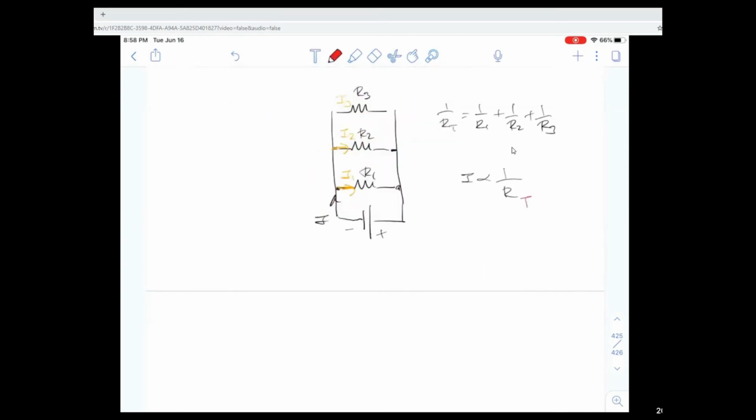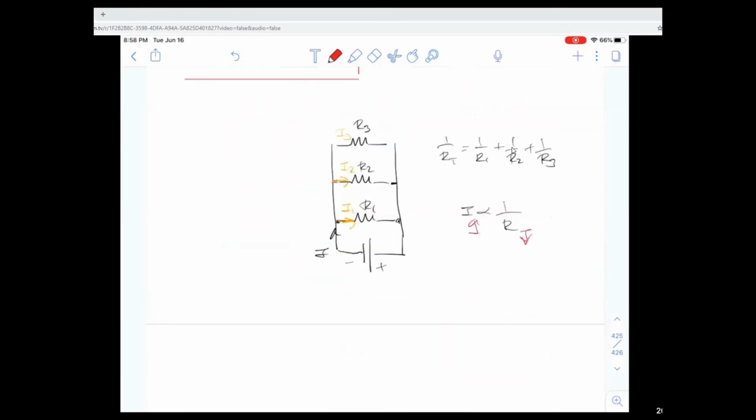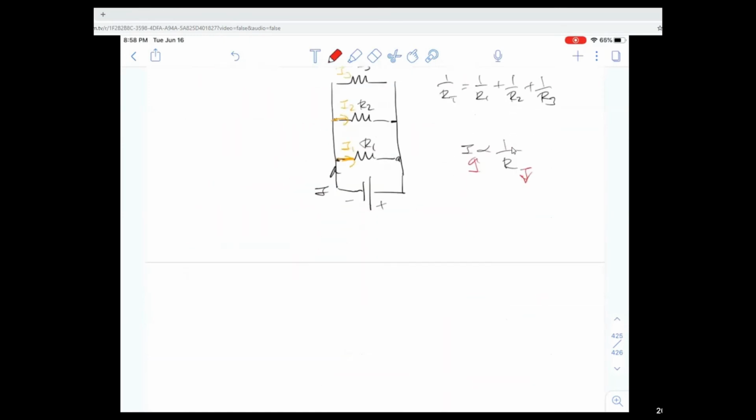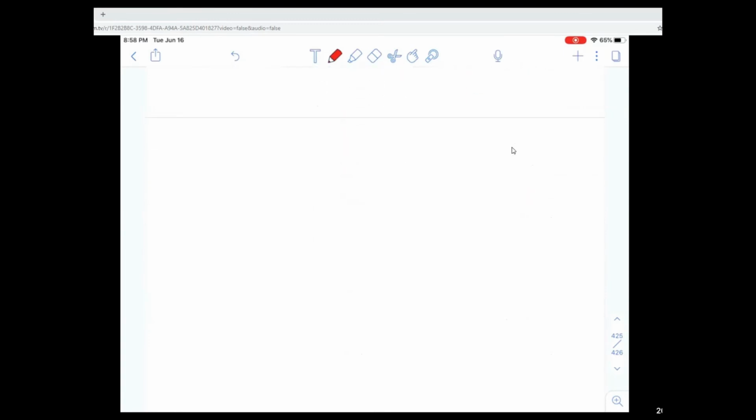The current is going to go up. All right, so you've got this inverse relationship right there. So the resistance goes down, the current goes up. All right. Let's talk about household circuits in general.